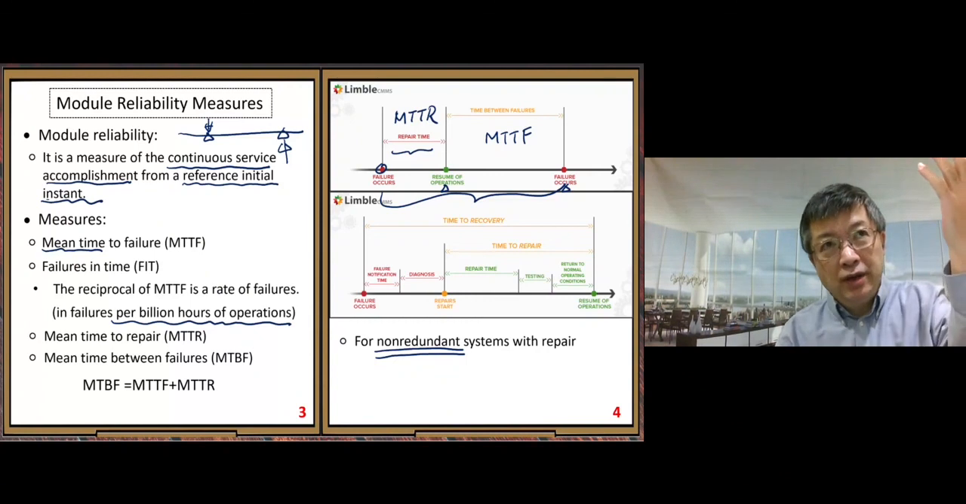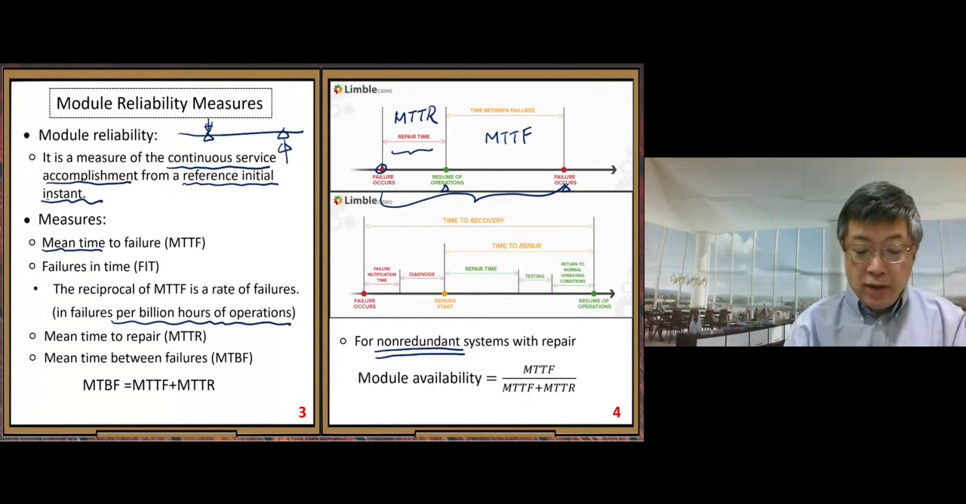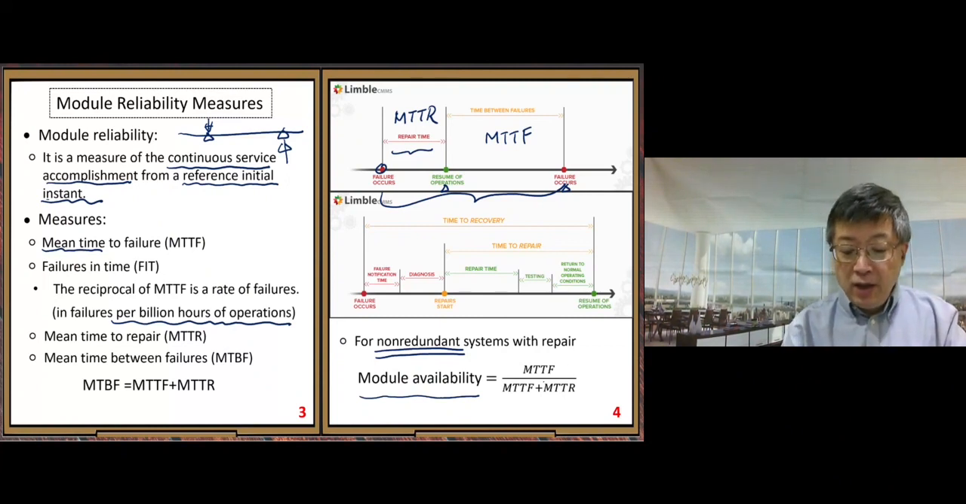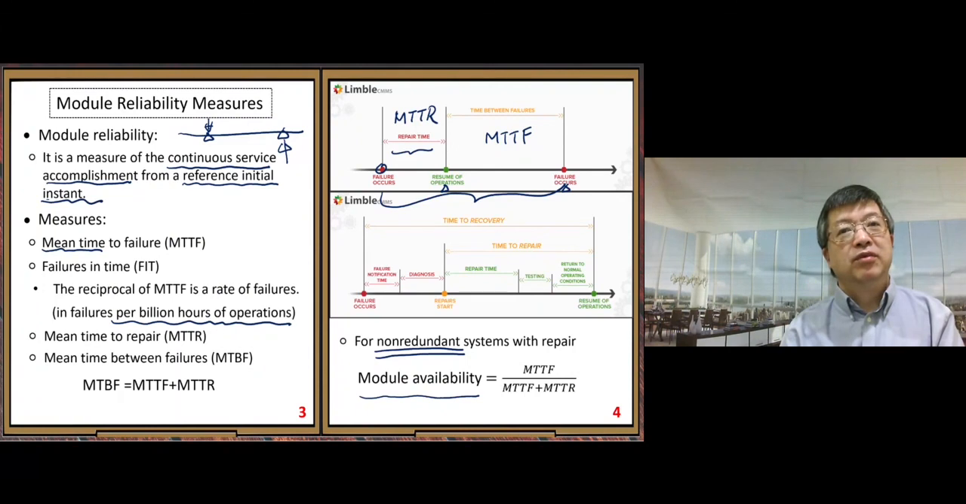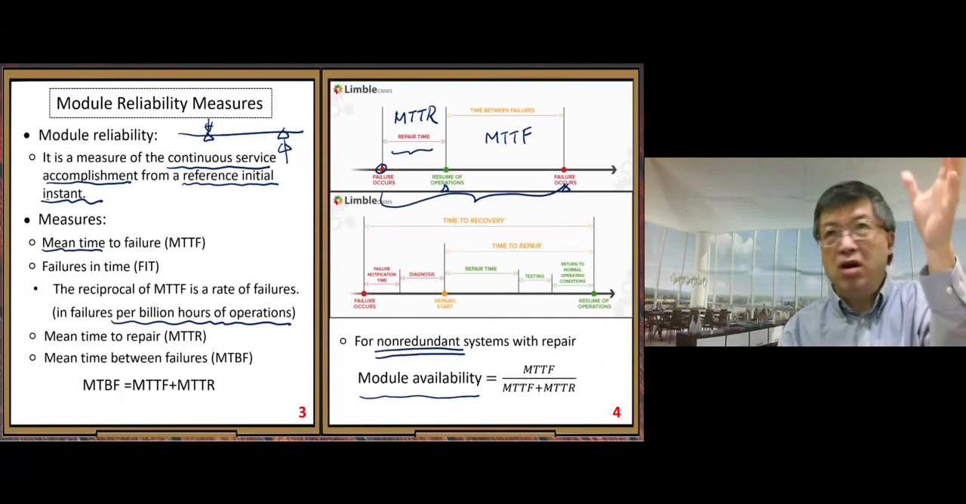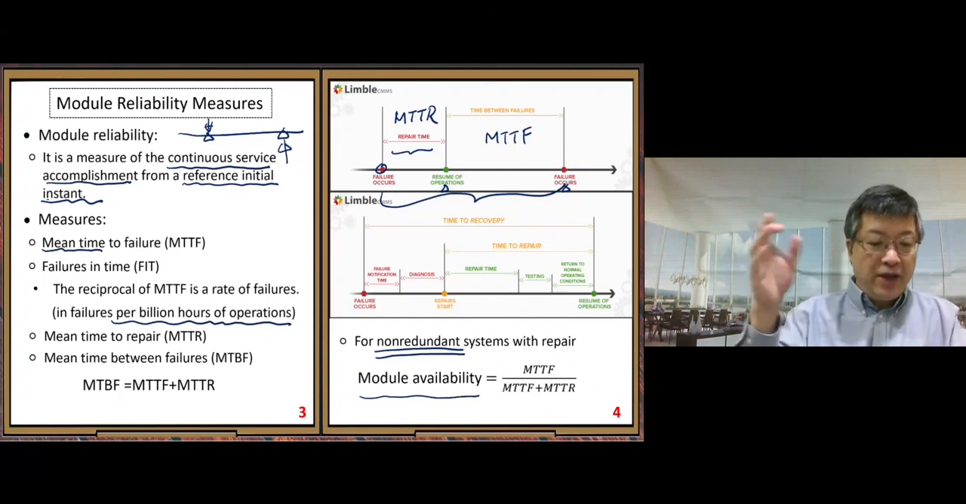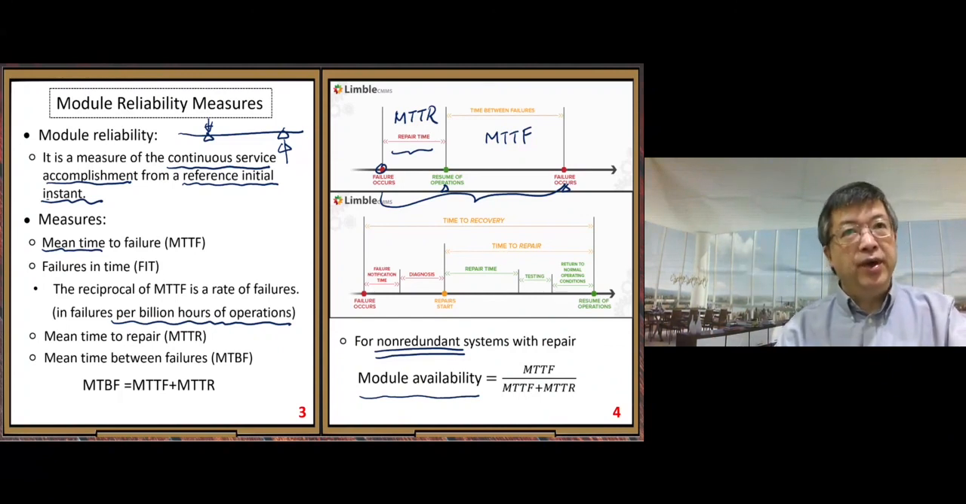So we define a concept called module availability, as a percentage: the ratio MTTF over MTTF plus MTTR. You know the meaning of MTTF, right? That ratio we define as module availability, as a percentage. We want this availability number as high as possible. All right, so that's this part 3.